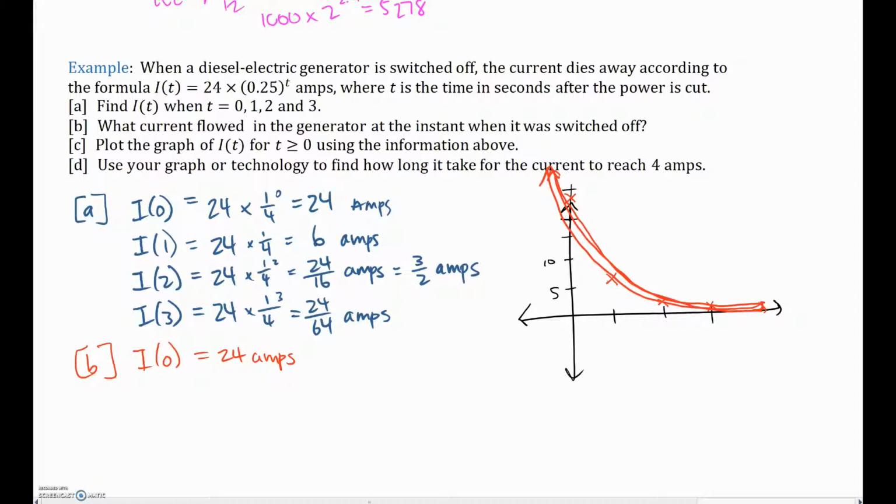All right. Aside from that, the question is, use it or technology to find out when it's going to reach 4 amps. Well, 4 amps would be right here. And that looks like it's right here. And I'll show you using the calculator tomorrow.